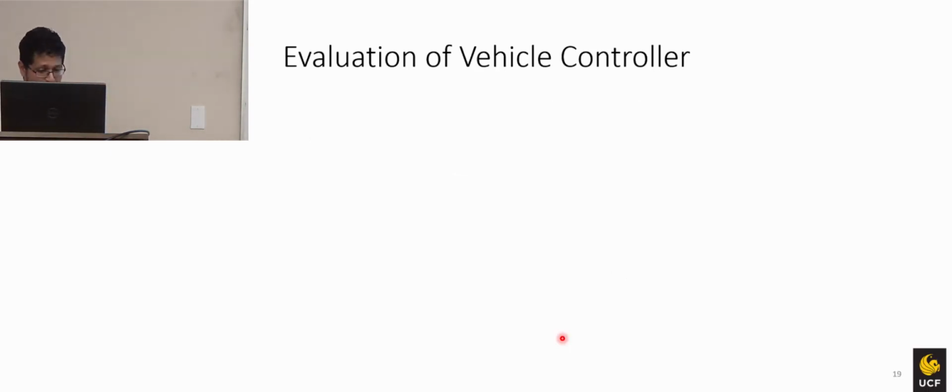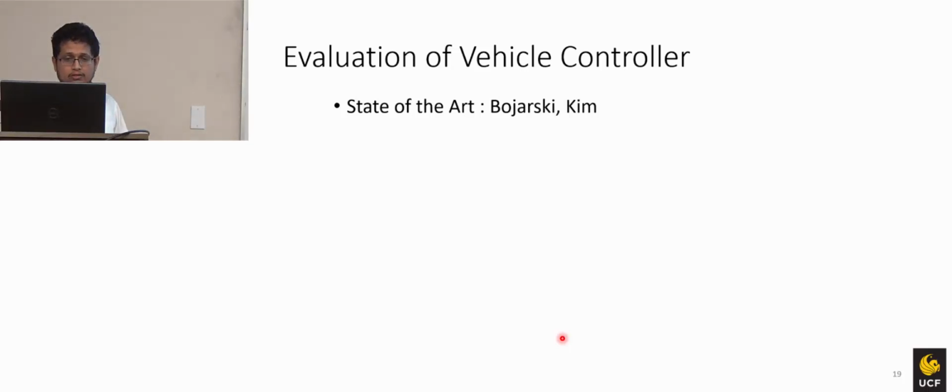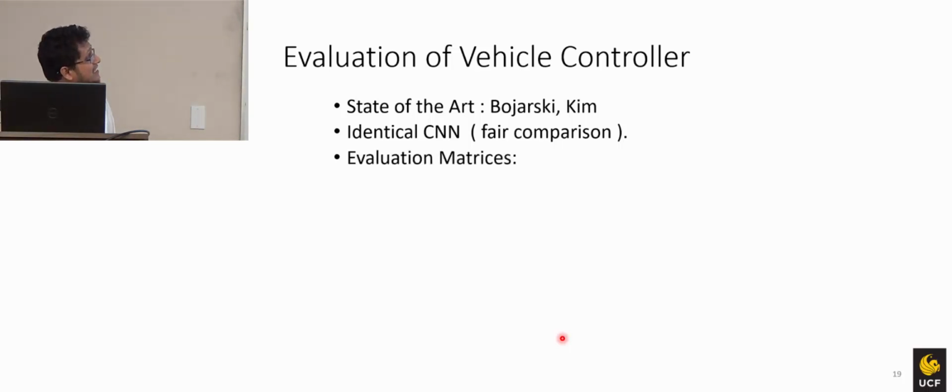Now comes the evaluation part. The evaluation was also done in 2 parts. First, the author evaluated the controller output. Although this paper is not a controller paper, it is important to get the controller part right, because the controller attention is used in the explanation part. For the controller part, the state-of-the-art methods used were Bojarski and Kim. These two studies were modified with an identical CNN, and the evaluation metric used was mean absolute error for acceleration and change of course.